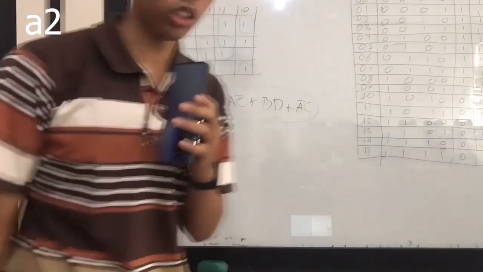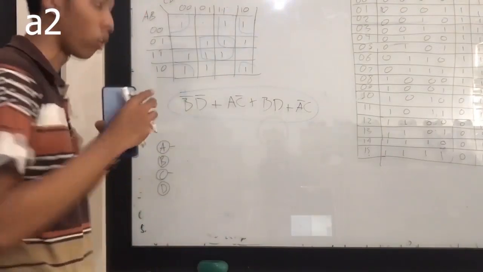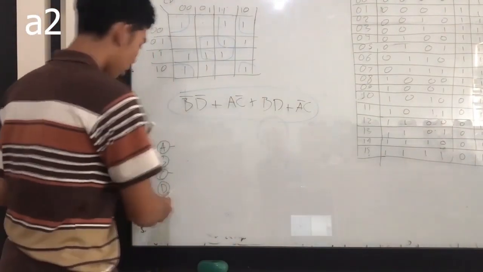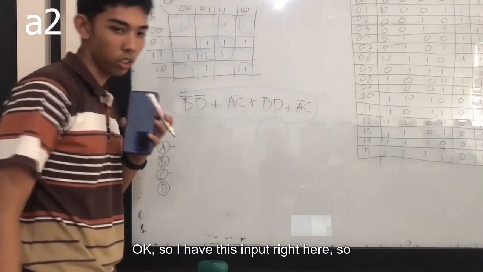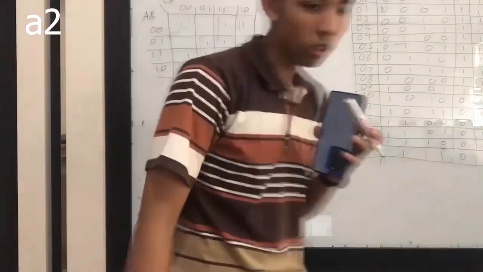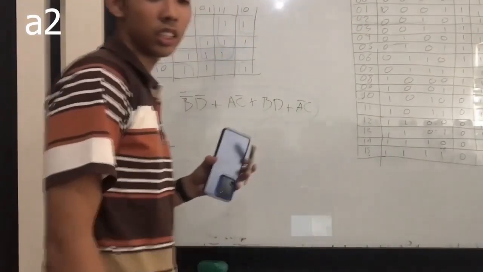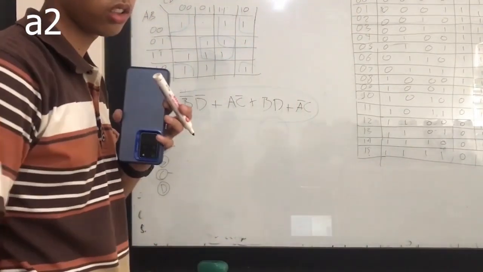Let's now draw the circuit. Okay, so I have these inputs right here. So let's now draw. It should be an OR gate.